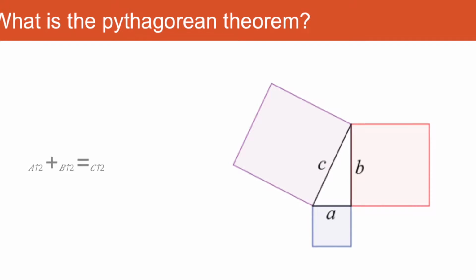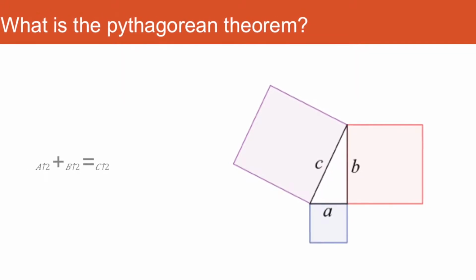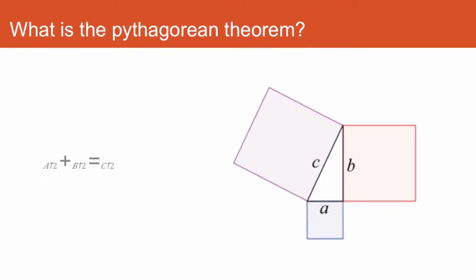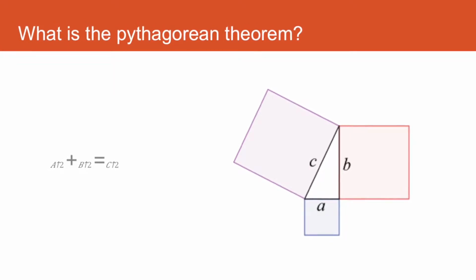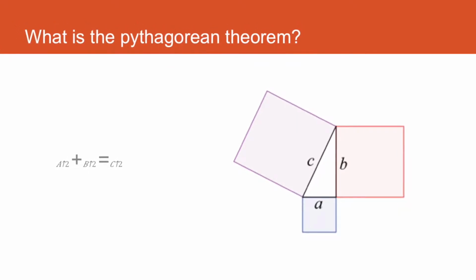What is the Pythagorean theorem? Well, the Pythagorean theorem is a squared plus b squared equals c squared. This shows the relationship of squares when put upon a triangle.